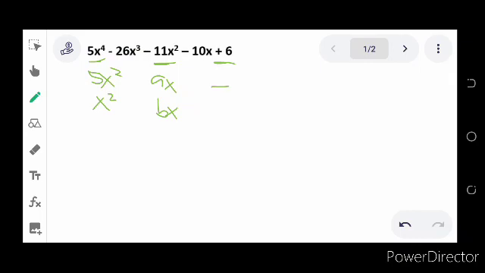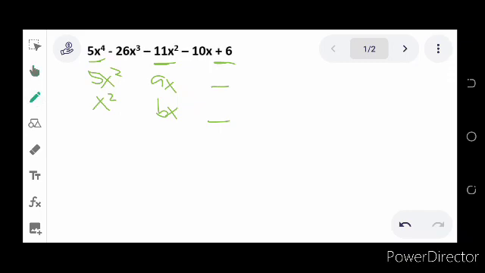Now, for the factors of 6, we need two factors. There are several factors of 6. We can have 2 and 3, 3 and 2, 1 and 6, and 6 and 1. The arrangement here matters because you have to get negative 26, which is the coefficient of x cubed, by multiplying this plus the product of these two. So we need to choose a combination of our factors of 6, and this is where we do the trial and error.